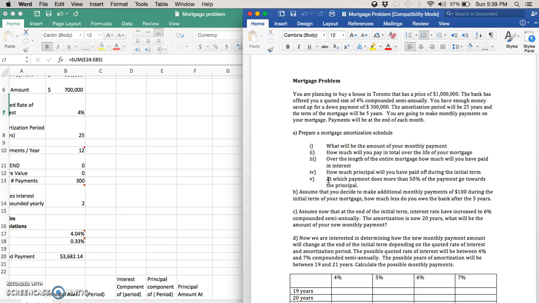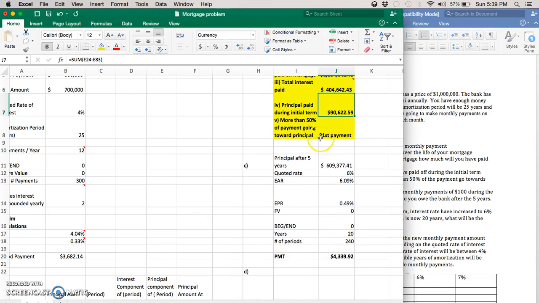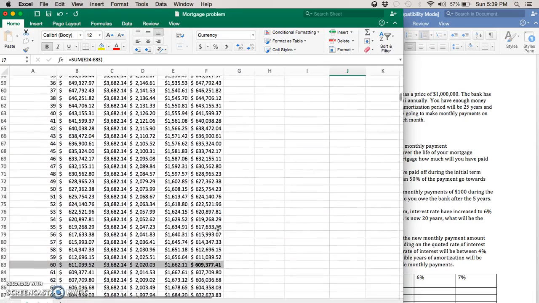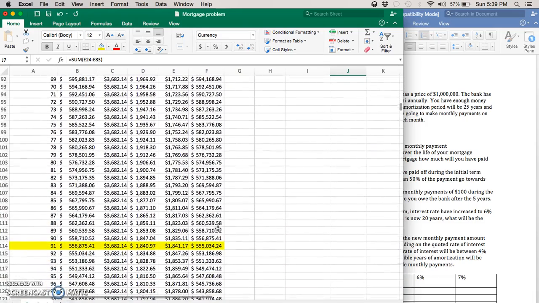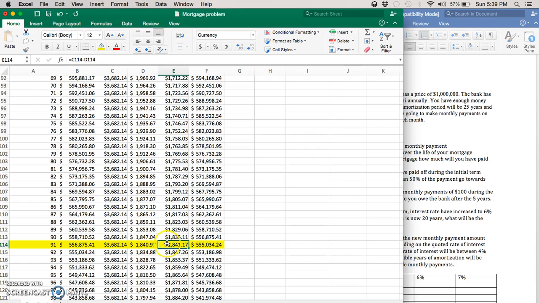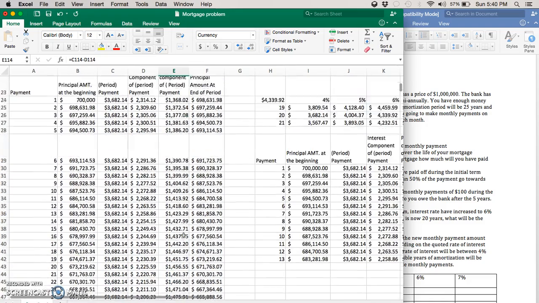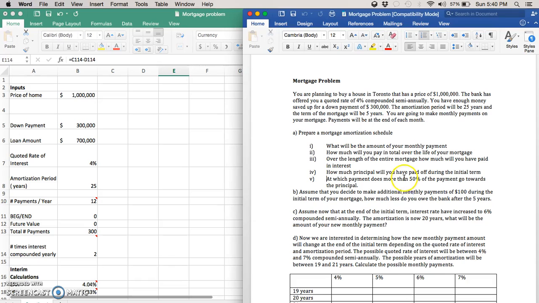So the fifth part of A, at which payment does more than 50% of the payment go towards the principal? If you have your amortization schedule set up, this is very simple. You just scroll down until you see that the principal component of the period payment is just slightly greater than the interest component. So at the 91st payment, we know that we are paying more towards our principal than paying interest to the bank. So the 91st payment is the point at which more than 50% of the payment is going towards the principal.